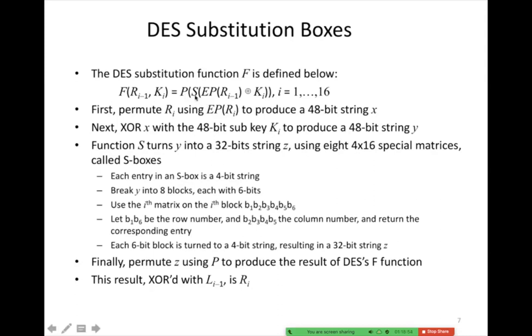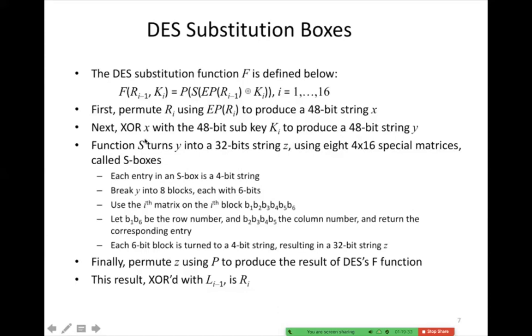Now let's look at what the substitution function S does. The input is a 48-bit string Y, where Y is equal to EP of R sub i minus 1 exclusive OR K sub i. That's 48 bits. So you apply S to Y, and we want it to produce a 32-bit string. Let's call it Z.